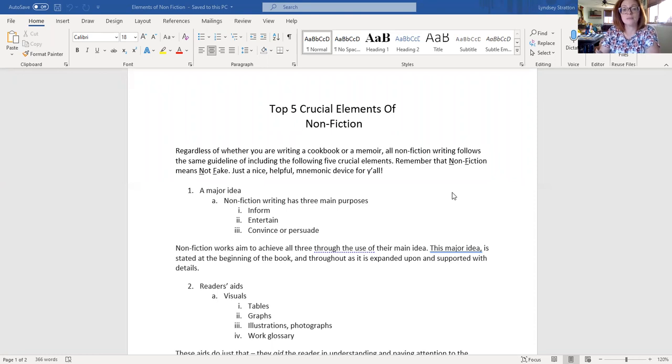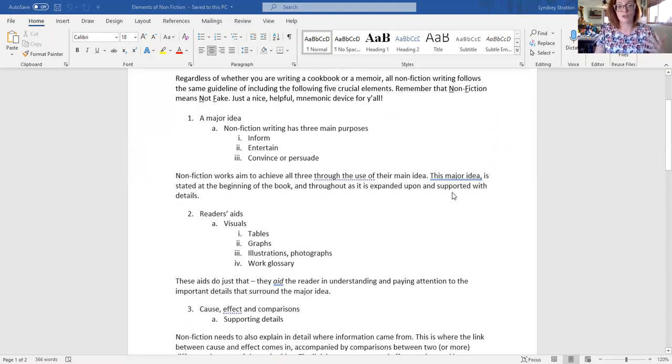Okay, so it aims to achieve all of these things. However, not all nonfiction pieces are entertaining, or they're entertaining in non-conventional ways. This major idea is then expanded upon and discussed and given more information, supported with details as the piece goes on, okay? So then you have reader's aids or visuals: tables, graphs, illustrations, photographs, a word glossary.